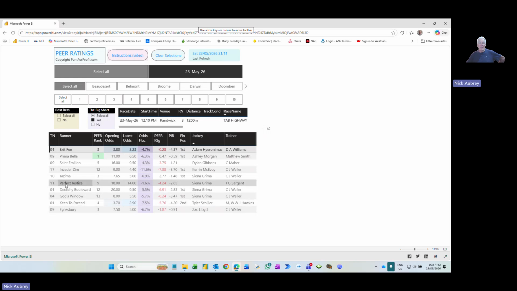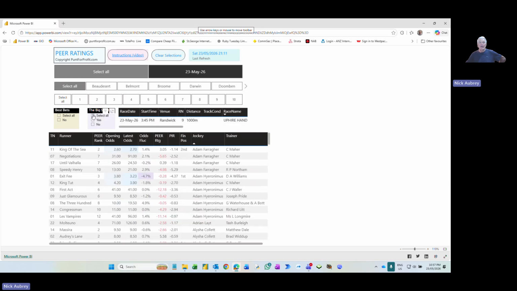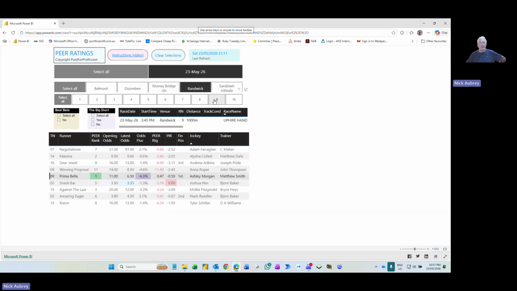So that's quite amazing. But if you want to look at all of the information for that race, not just the big shortener for that race, then Prima Bella is in Randwick race 9. So the way you would do that, you would unclick that, and then you would go to race 9 at Randwick, and there we have it. And there it is, sorted in terms of what I rated.